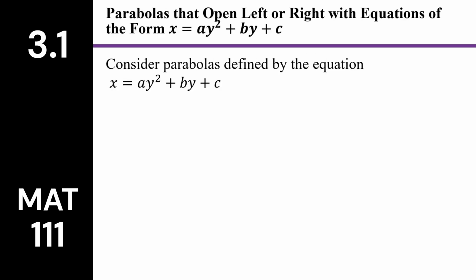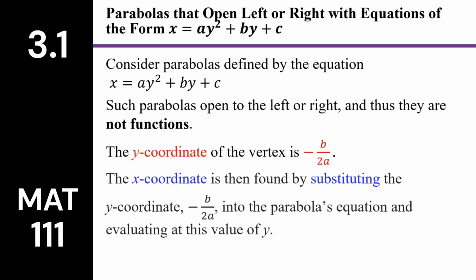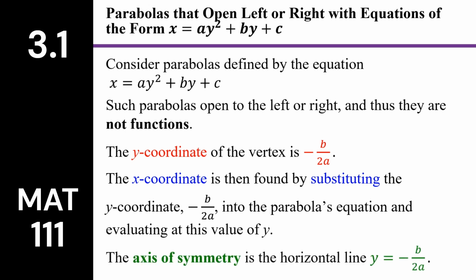Next, we're going to consider parabolas defined by the equation x equals ay squared plus by plus c. Such parabolas open to the left or to the right, and thus they are not functions. We'll see that many of their characteristics will be the inverse of quadratic functions. The y-coordinate of the vertex will be negative b over 2a. Then we'll find the x-coordinate from the y value by substituting that negative b over 2a value. And the axis of symmetry will be a horizontal line of the form y equals negative b over 2a.